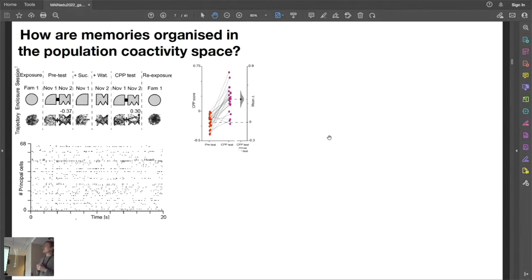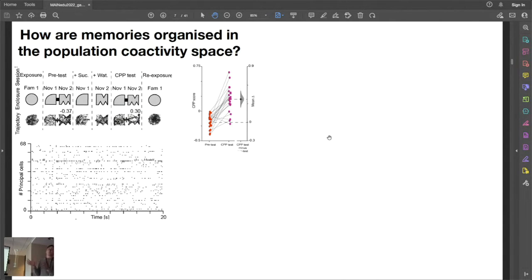So these animals are basically first exploring a familiar environment, which is dubbed FAM1 there, and then they go through this place preference protocol, where we first test the naive preference of the animal for one of the two environments. Here they are called knob 1 and knob 2, which are connected by a bridge. And so the animal can freely explore both of the environments.